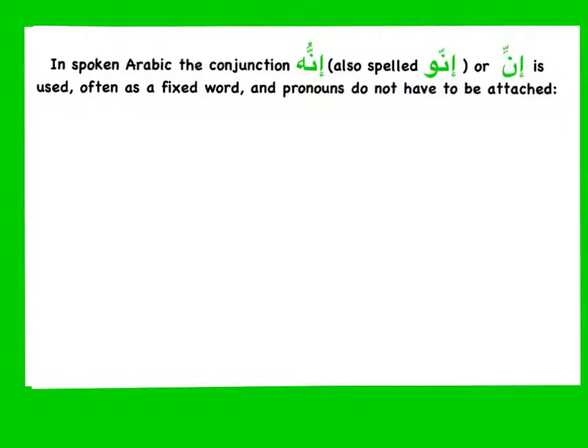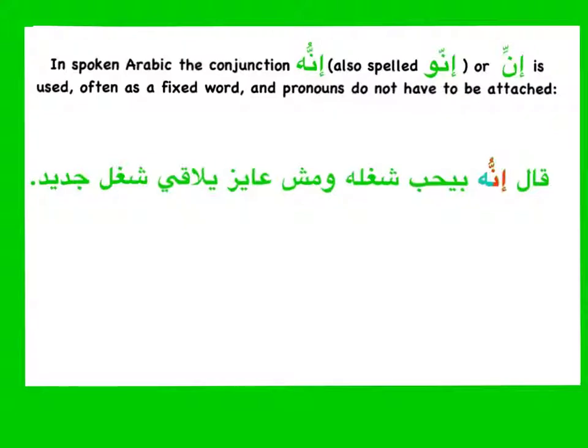And now for spoken Arabic. The conjunction إنه, also spelled إنه and pronounced إنه or إنه, is used often as a fixed word and pronouns do not have to be attached. قال إنه بيحب شغله ومش عايز يلاقي شغل جديد. He said that he likes his job and he doesn't want to look for a new job.